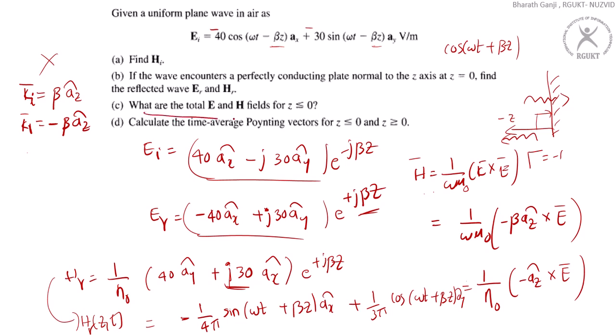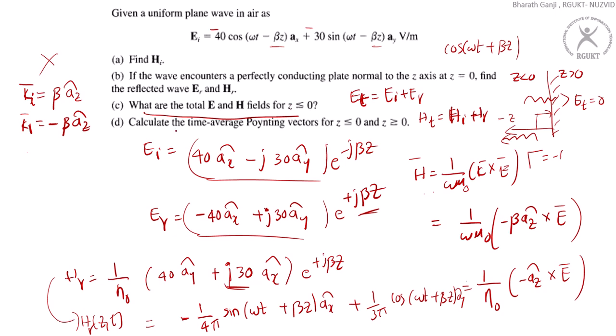If you ask me what is the total electric field for the z less than 0 region: we know that for z greater than 0 there is no field because it's a perfect electric conductor. For z less than 0, the total electric field is the incident electric field plus the reflected electric field. I have the incident and reflected electric and magnetic field expressions, so I can simply add them up to get the total fields. That is an easy one to do.